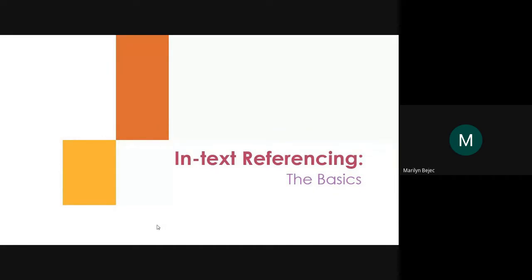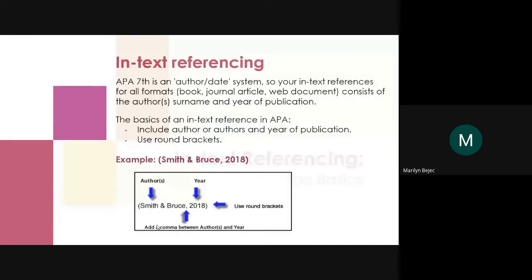In-text referencing, the basics. In-text referencing, APA 7 is an author-date system. So your in-text references for all formats, book, journal article, web document, consist of the author's surname and the year of publication. So you have here a sample. You have the authors, Smith and Bruce, separated by a comma, and then the year, and close parentheses.